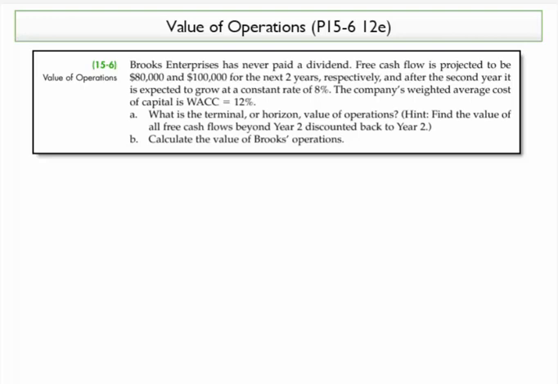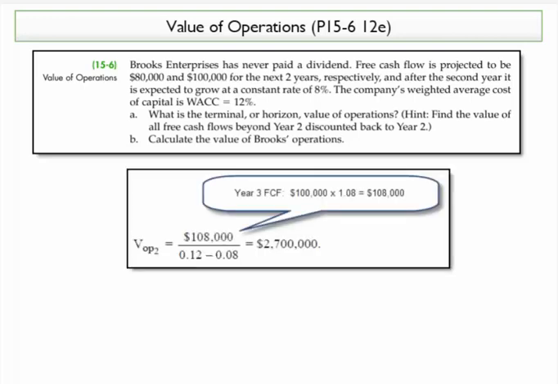Now, using the Gordon growth model, we can determine the horizon value. What we do is we first determine what the cash flow is beyond year 2. At year 2 it was $100,000 and it's expected to grow at a constant rate of 8%. So we take $100,000 times 1.08 to come up with $108,000 to use as the numerator in the constant growth model. Then we divide it by the weighted average cost of capital less the amount of growth, and we're able to determine that the terminal or horizon value is equal to $2,700,000.